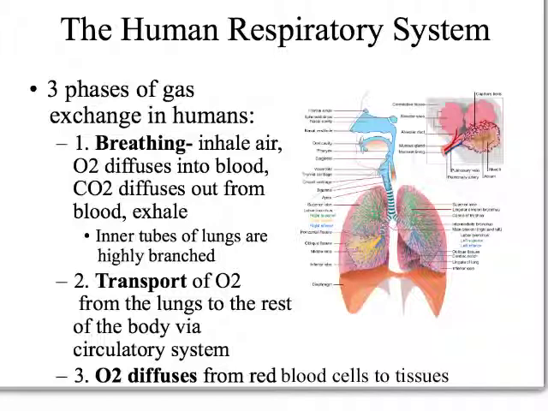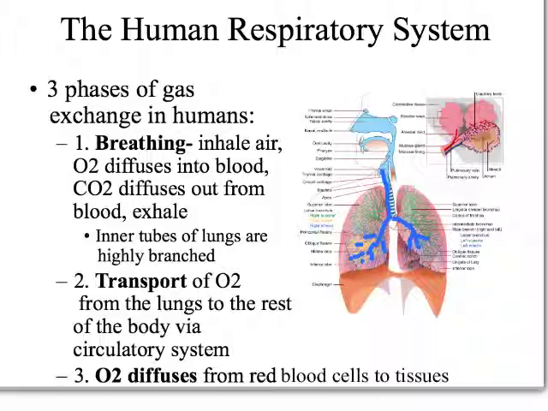So the inner tubes of the lungs are highly branched, and you can see that in the picture over here on the right. So we've got basically one tube here that branches off to the 2 sides, and then these tubes branch off into smaller tubes. It's kind of like tree branches, and so they keep getting smaller and smaller and more branched. So that makes lots of surface area in our lungs for oxygen exchange and carbon dioxide exchange to occur.